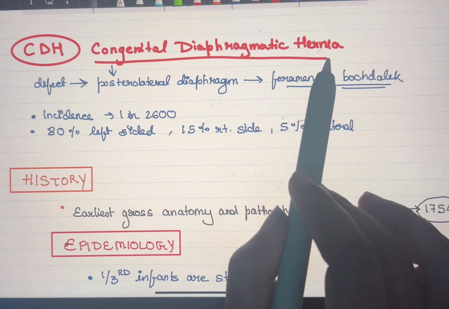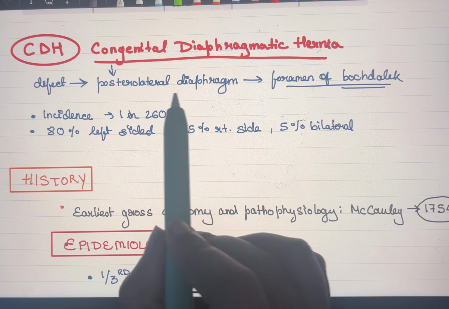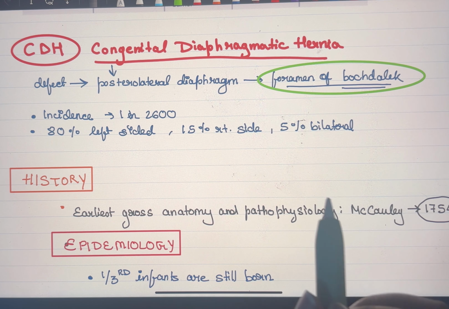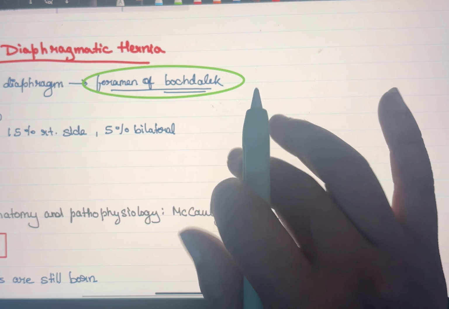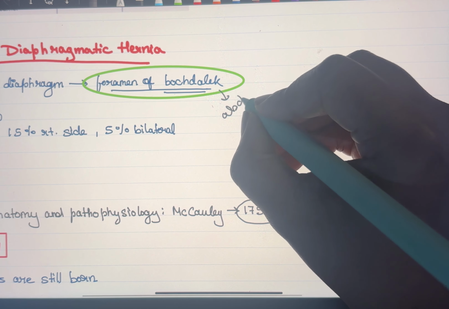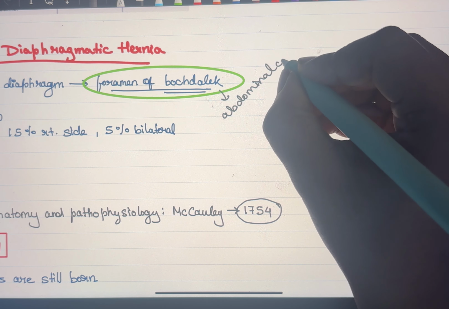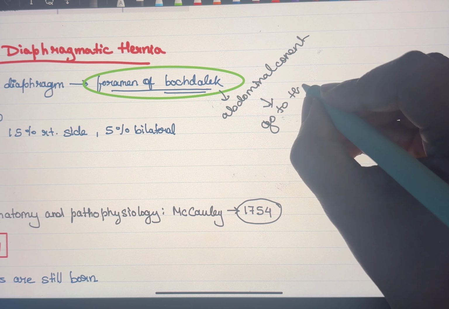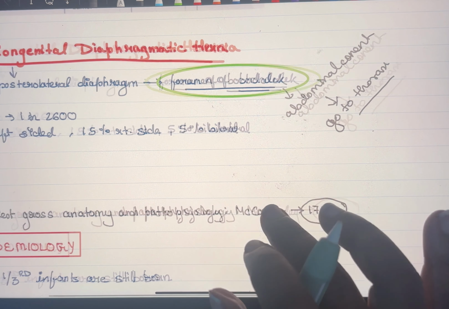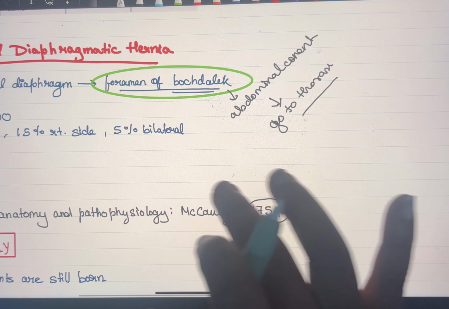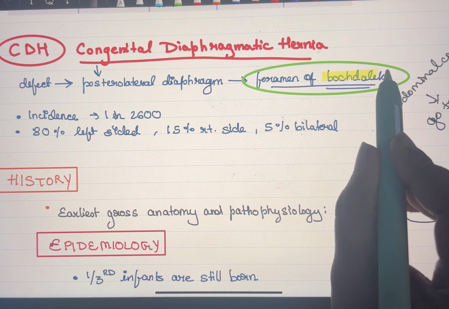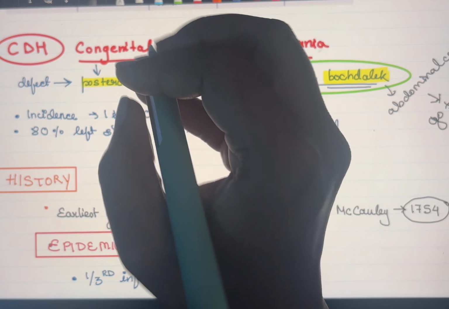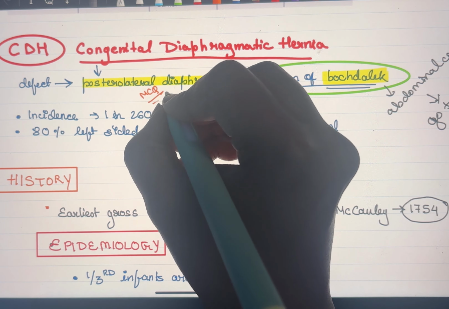So, in congenital diaphragmatic hernia, the defect is present in the posterolateral segment of the diaphragm, and from the foramen of Bochdalek, the abdominal content goes to the thorax. The important point to remember is, number 1, congenital diaphragmatic hernia is mainly the Bochdalek hernia, which is a defect in the posterolateral aspect of the diaphragm, which most of the time is asked in MCQs.